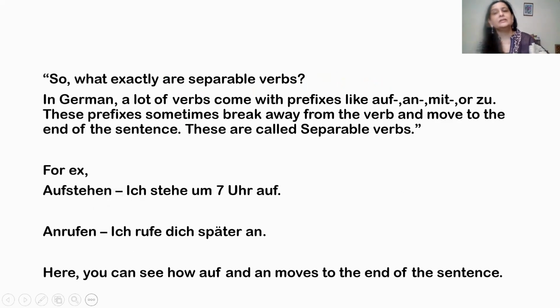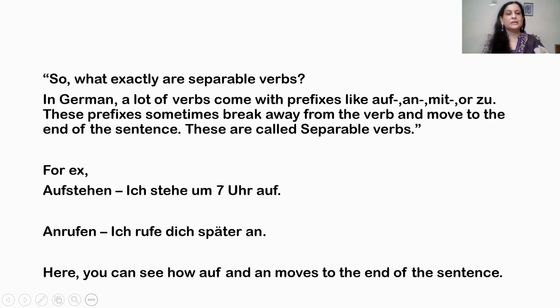Now, what exactly are these separable verbs? In German, a lot of verbs come with prefixes like auf, an, mit. These prefixes sometimes break away from the verb and move to the end of the sentence. Suppose there is a single verb; in separable verbs, you have to break that main verb into two parts, right? And the prefix, the beginning part of the verb, will move to the end of the sentence. These are called separable verbs. So we'll see with examples.